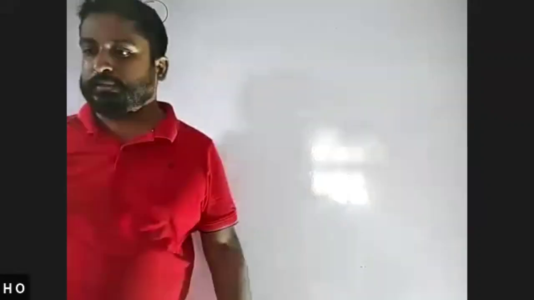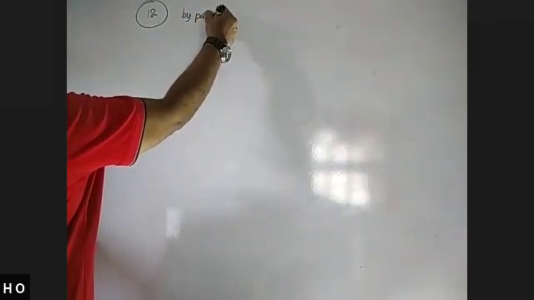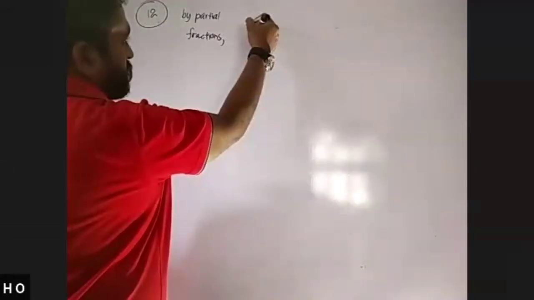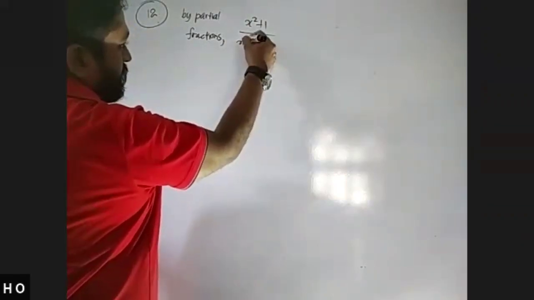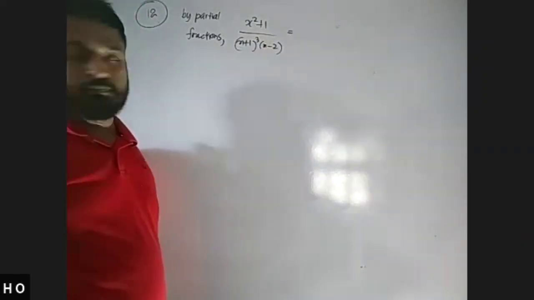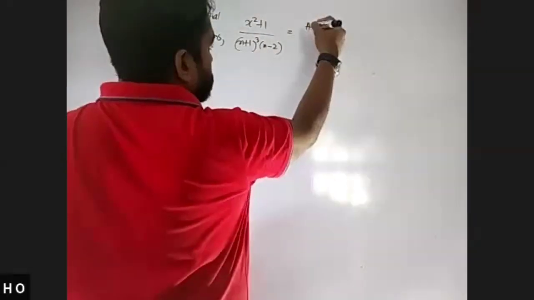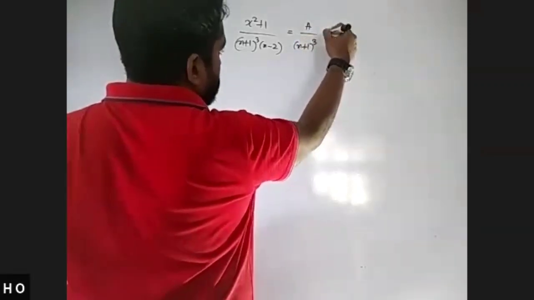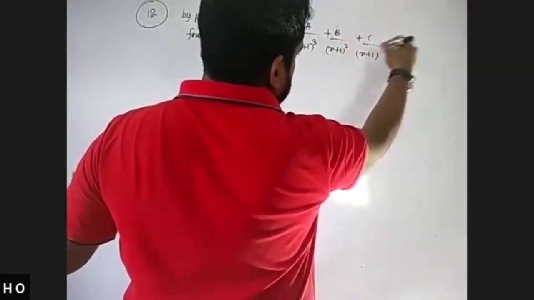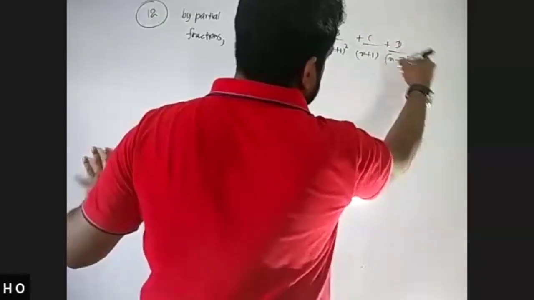Question number 12, integration. By using partial fractions, integrate. So you have to first go for the partial fraction. You have to say by partial fractions, x squared plus 1 over (x plus 1) cubed (x minus 2) equals A over (x plus 1) cubed plus B over (x plus 1) squared plus C over (x plus 1) plus D over (x minus 2).